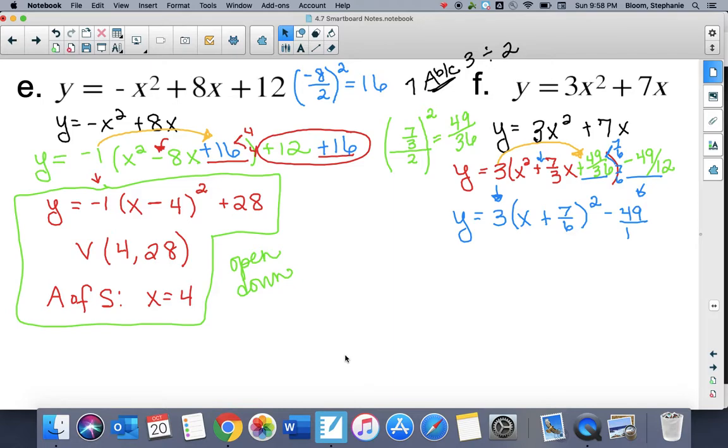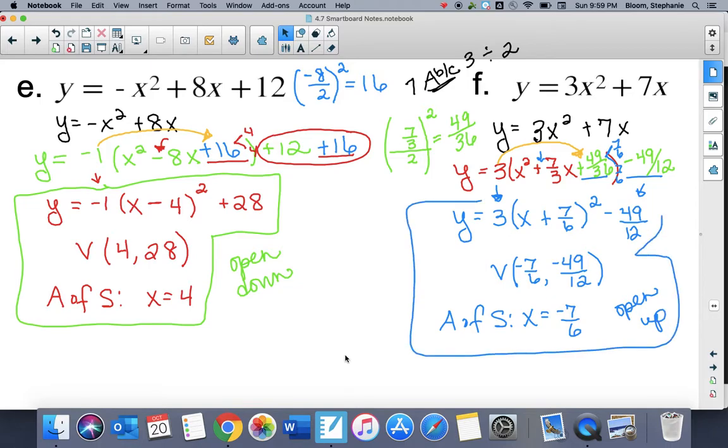My vertex, I don't know why my 12 isn't writing. There it is. My vertex would be a negative 7 over 6 because that formula has a plus sign. So remember, to make it a plus, it had to be a negative that was plugged in, comma, negative 49 over 12. The axis of symmetry would be x equals negative 7 over 6. And this one would open up because my 3, which is my a value, was positive. Okay?